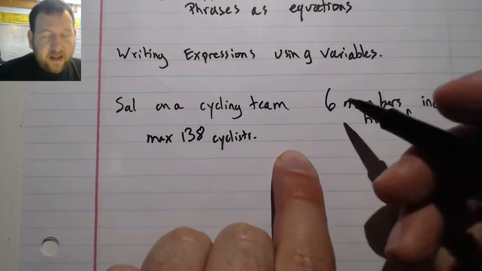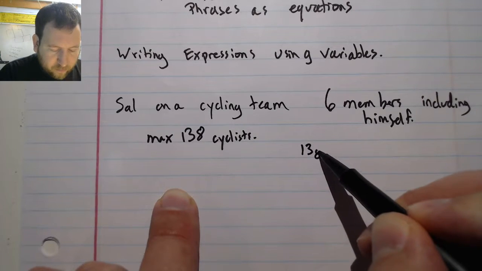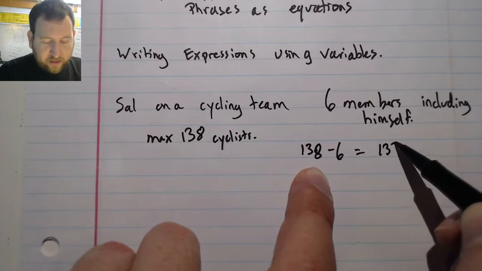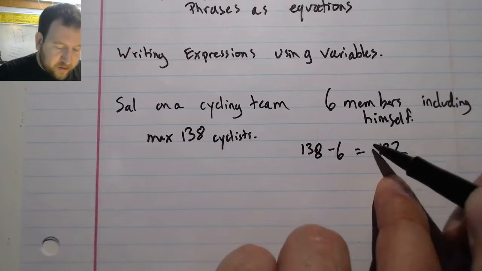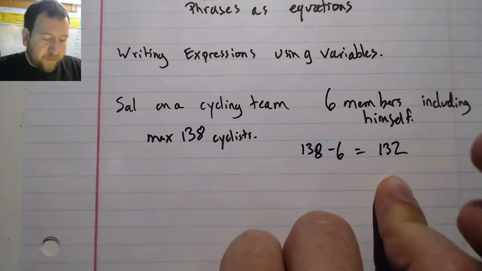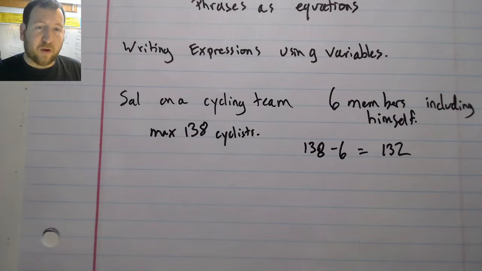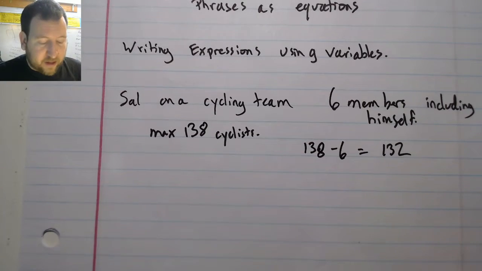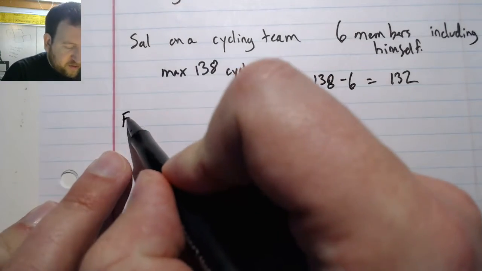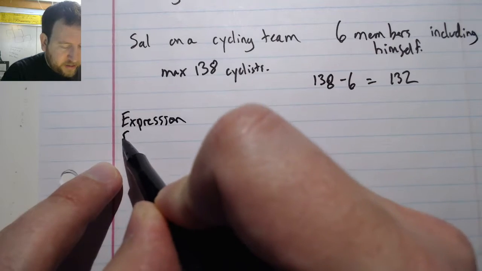Now, it would be easy for us to say, well, 138 minus 6 would give me 132. So as long as I know that 132 haven't already registered, we would be fine. But if I want to write this as a variable expression, that's what we're going to be discussing today. Now, real quickly, let's recall what an expression is and how we can compare it to an equation.